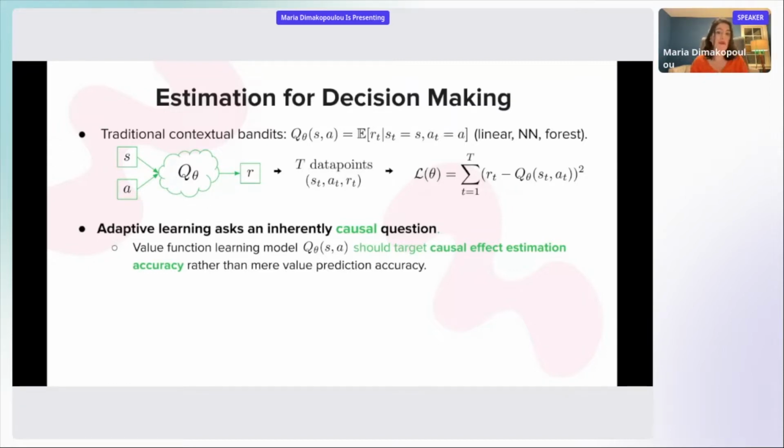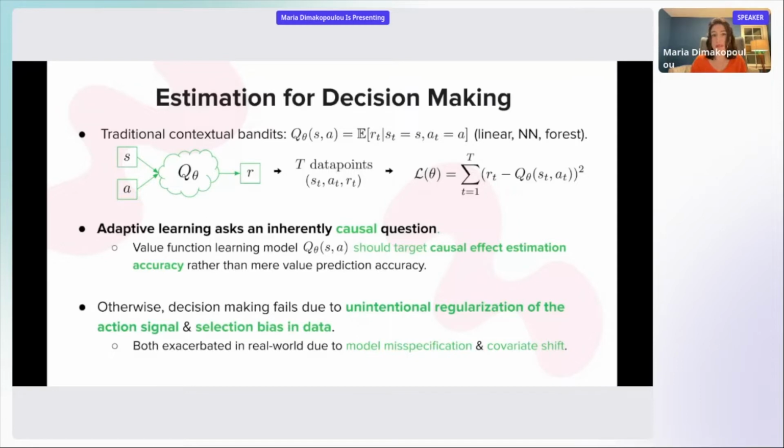Adaptive learning really asks, what will happen if I take this action from my present state versus another one? There is an inherent counterfactual. That's why we say it's a causal question. And this is why the value function estimation needs to target consistent causal effect estimation rather than goodness of fit or predictive accuracy of the model measured by the mean squared error. If the model targets mean squared error versus causal effect estimation, decision-making may fail.